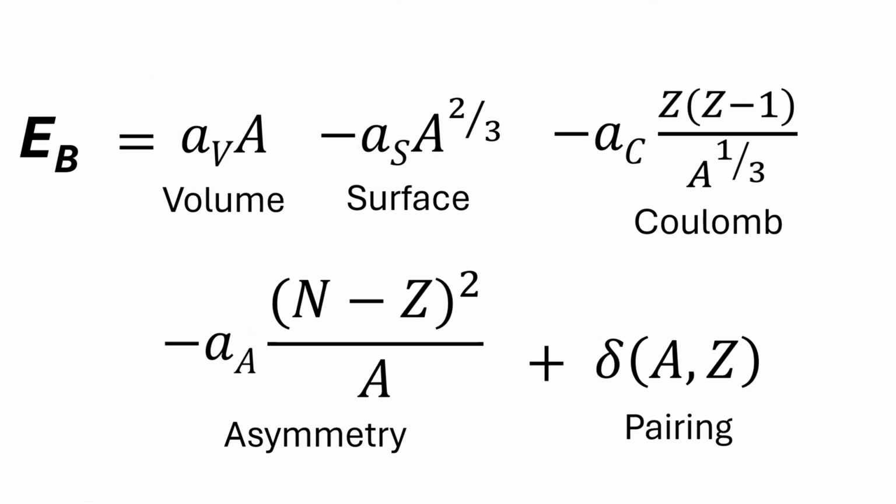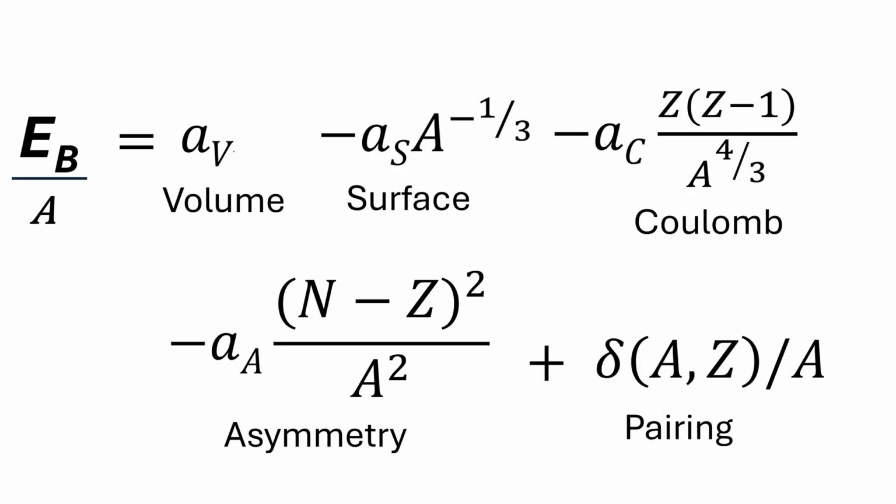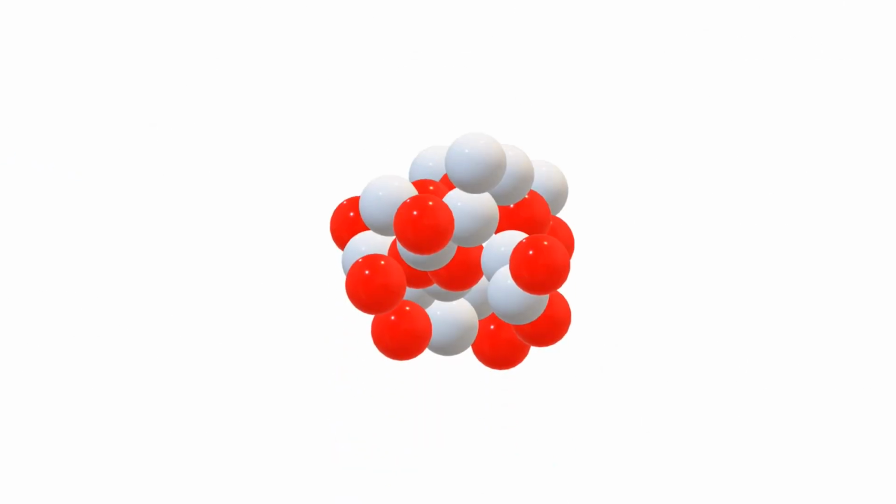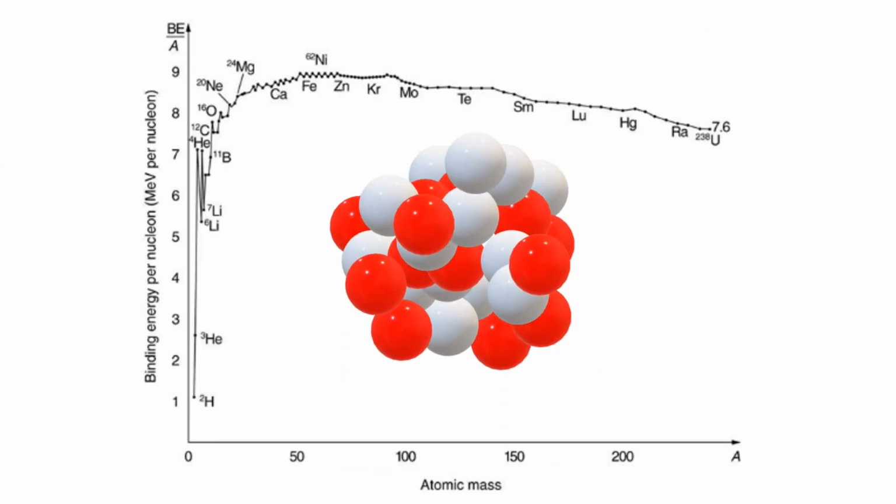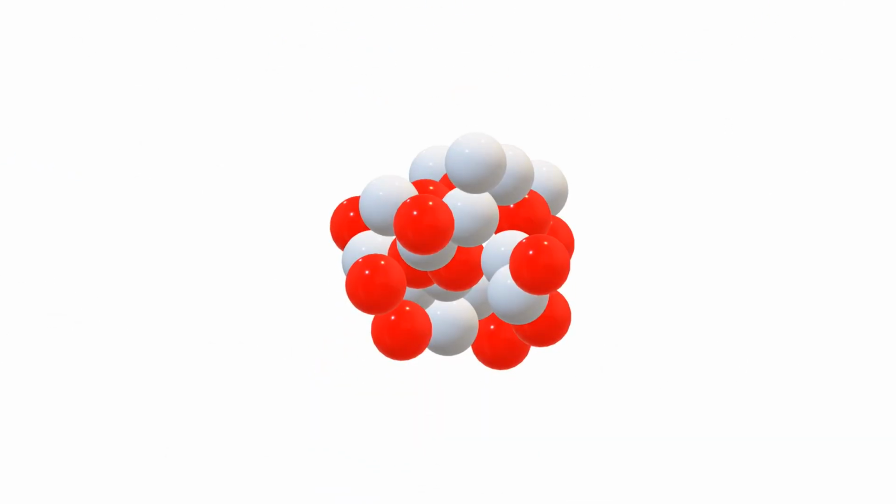The formula helps determine the most stable nucleus. A higher binding energy per nucleon means greater stability. According to the equation, binding energy per nucleon peaks at a mass number of 56, which matches experimental data.